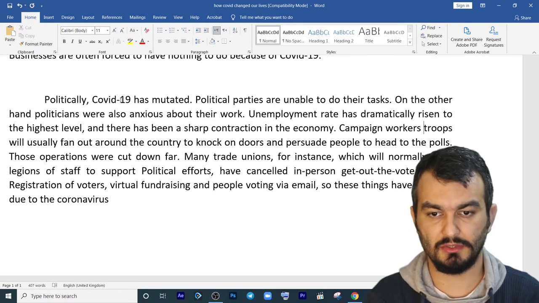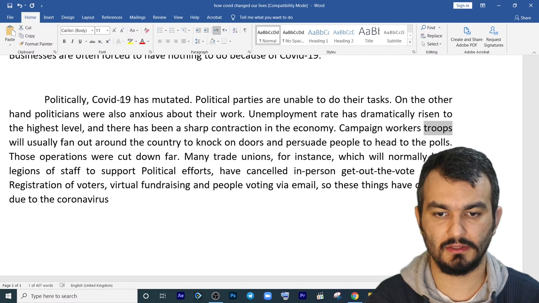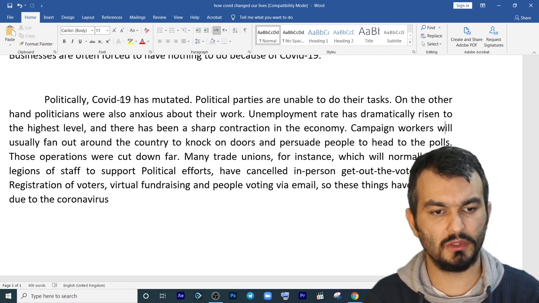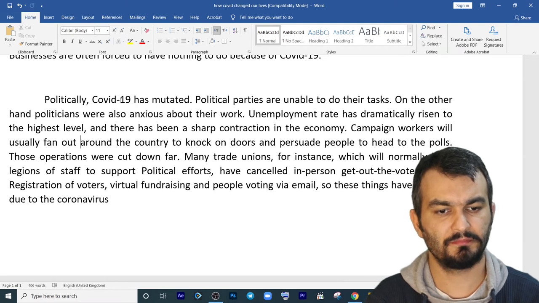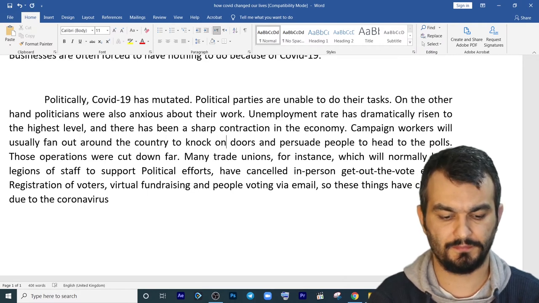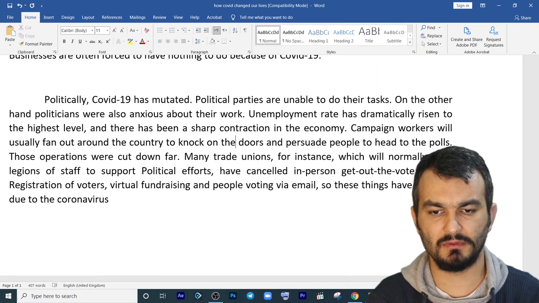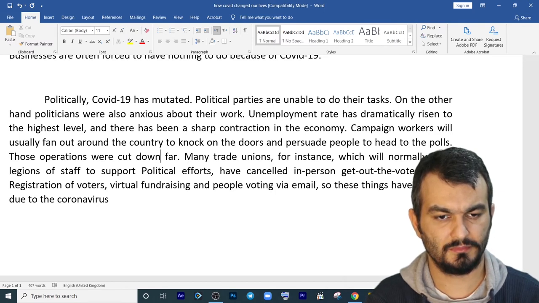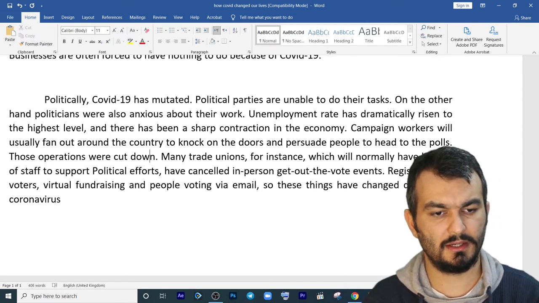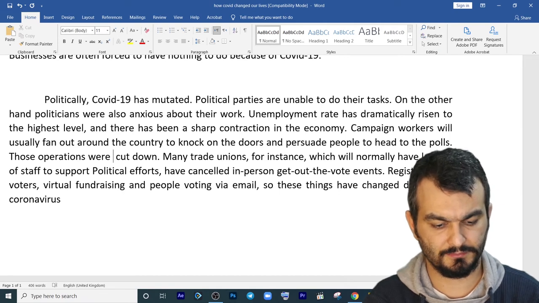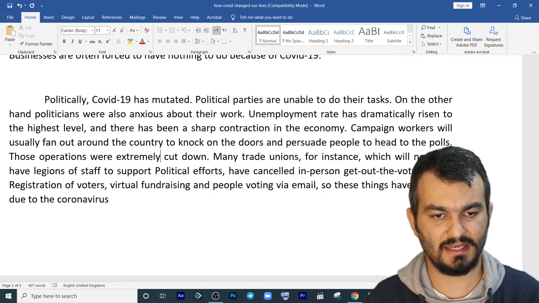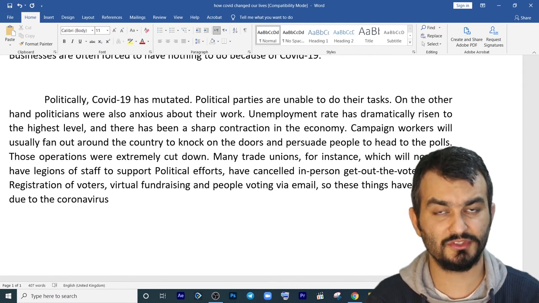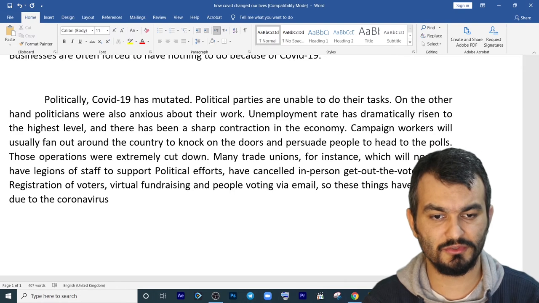Campaign workers, troops. Just remove that. Campaign workers will usually fan out around the country to knock on the doors and persuade people to head to the polls. Those operations were cut down far. Again, you can say those operations were extremely cut down. Okay, this is good. I wanted to say dramatically because I said that before. I don't want to repeat it.